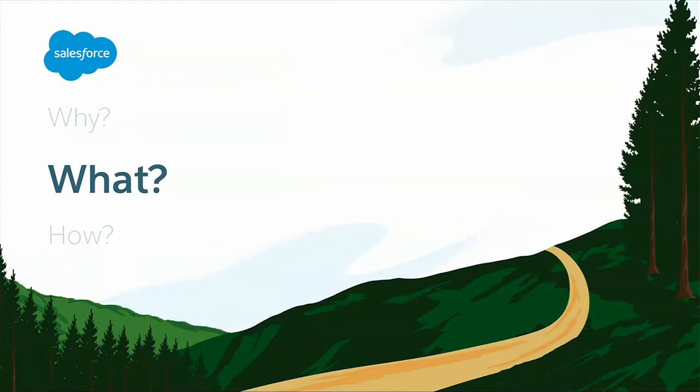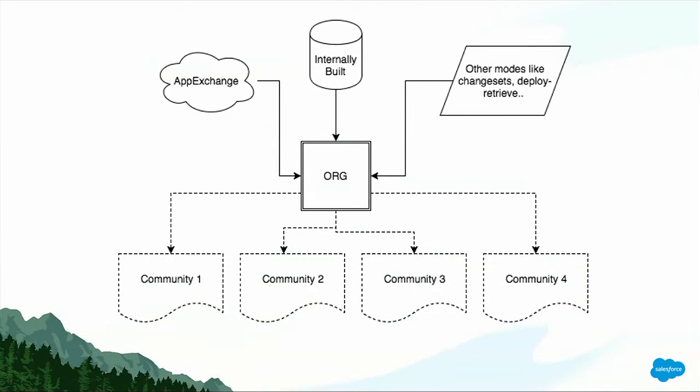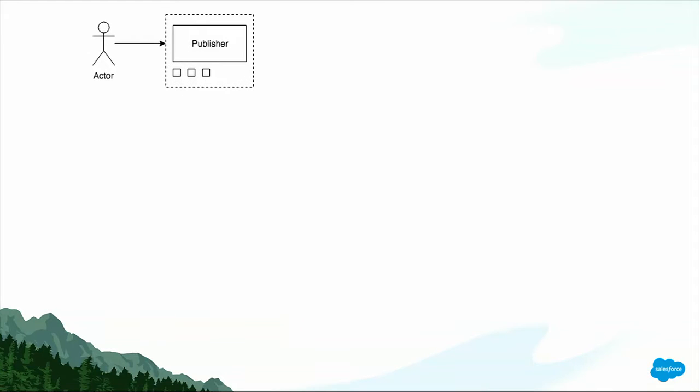We built a platform where an org admin can download a rich publisher app either from AppExchange or enable a rich publisher app which is built internally. Once certain rich publisher apps are available in an organization, they are available to all the communities in the org. And as a community admin, I can go to the community console to enable or disable certain rich publisher apps which are relevant to my community.